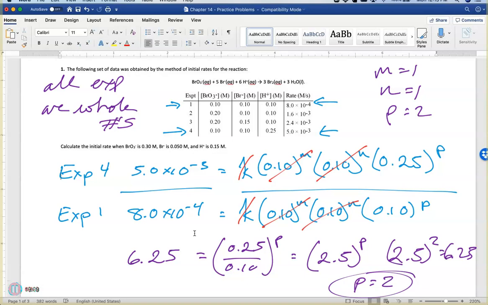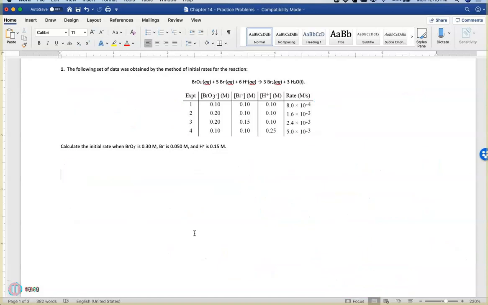Still not done. We got a lot more to do. Right? This is a hard problem. This is literally asking everything we could do with this type of problem. All right. So let's write that down in the corner again. M equals 1. N equals 1. P equals 2. Step 2. Find K.